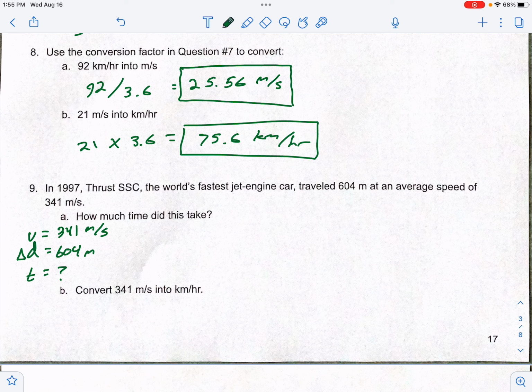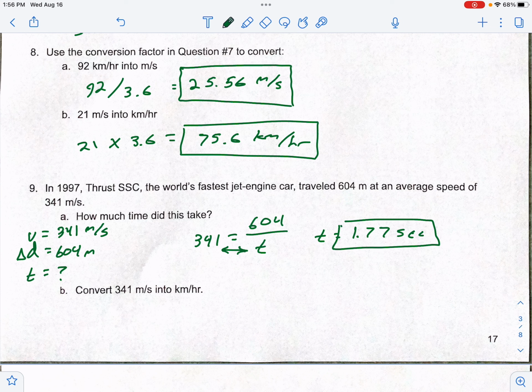I'm going to use my equation, velocity 341 equals displacement 604 over time. I'm going to use that switch trick because I have T on the bottom. So it's going to be 604 divided by 341, and that would be 1.77 seconds.